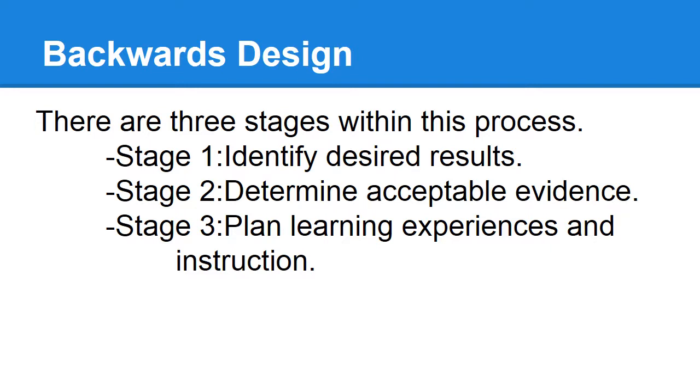So, we have looked at the standards and the academic plans. Now we are going to look at what is called the backwards design. We will be learning how to use the backwards design when implementing these new standards and academic plans. The backwards design works in 3 stages. Stage 1, identify desired results. Stage 2, determine acceptable evidence. Stage 3, plan learning experiences and instruction.